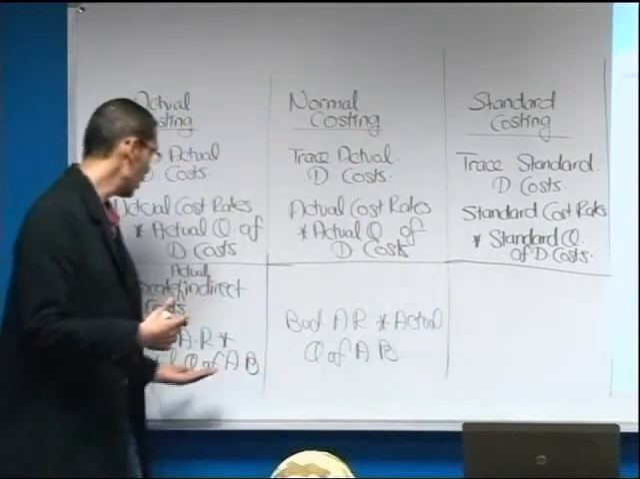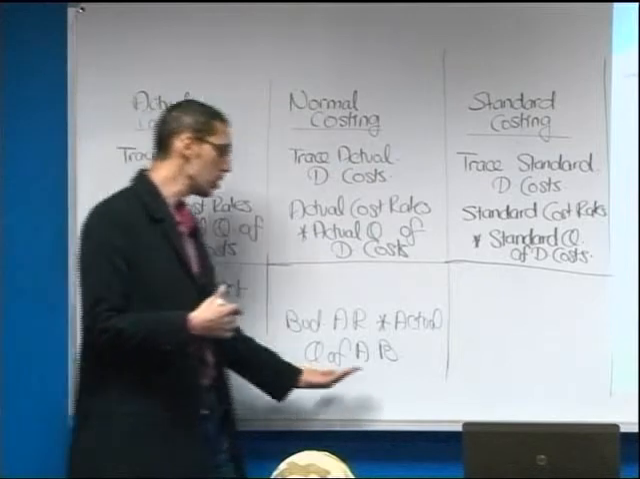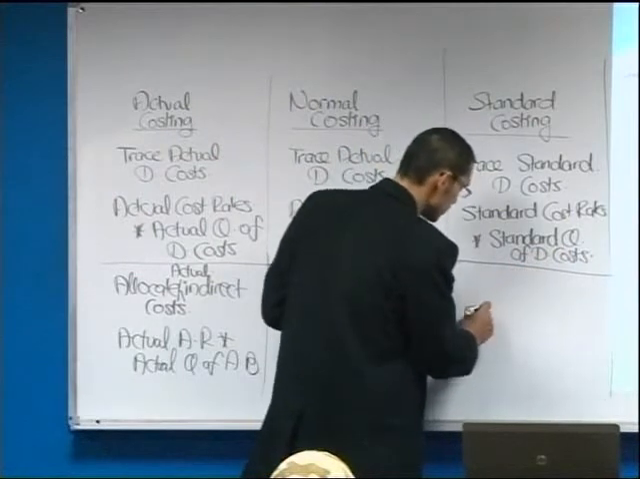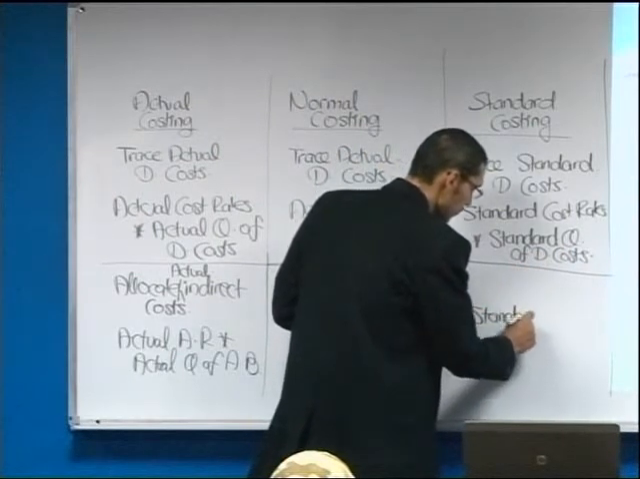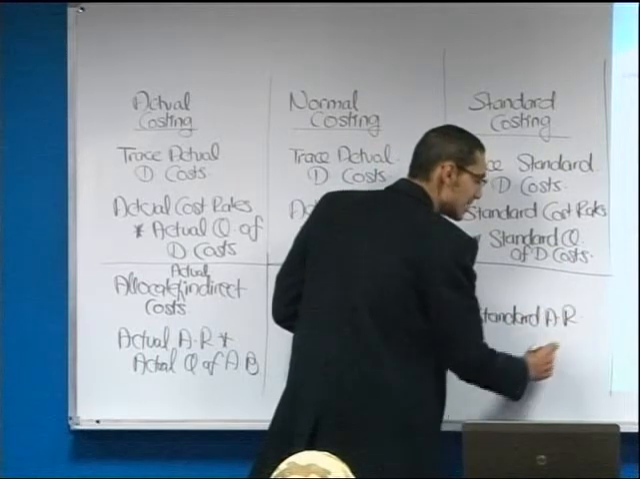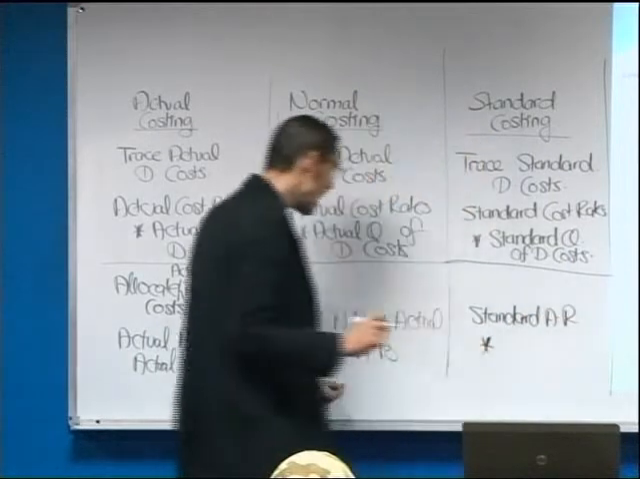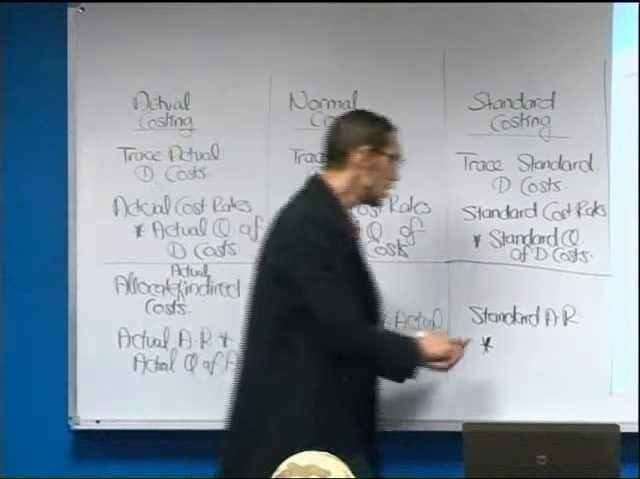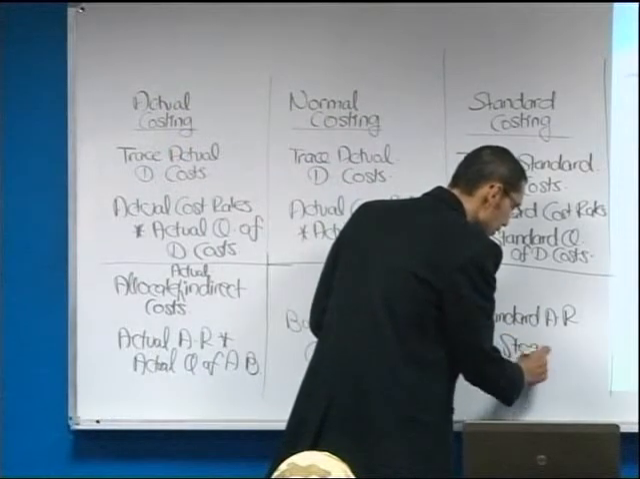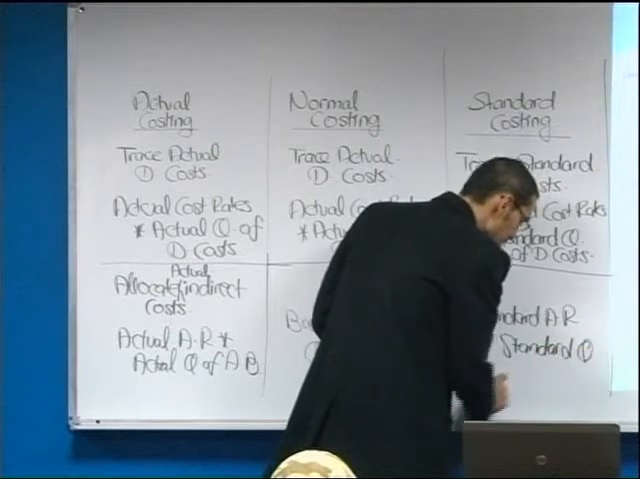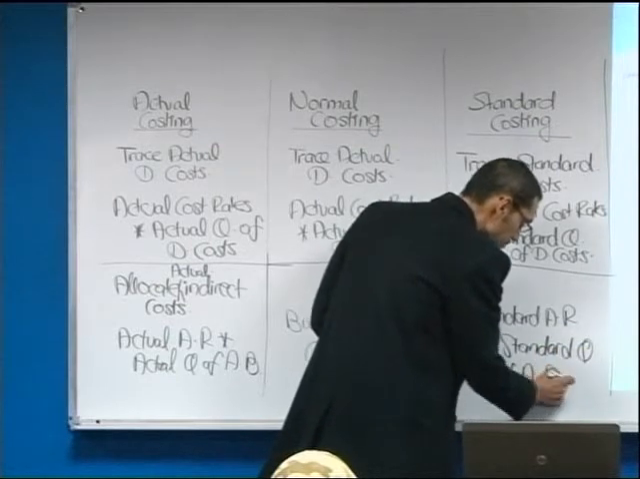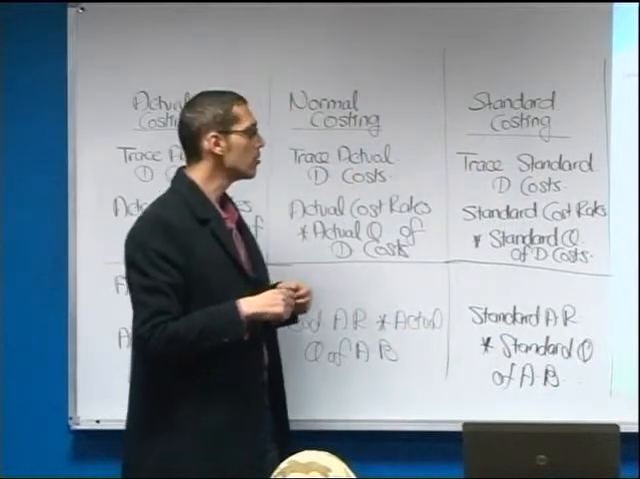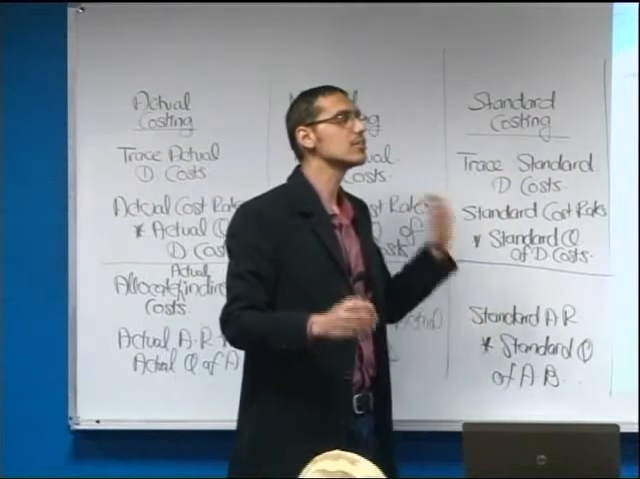Of course, as we can see here, we use the actual allocation rate. Here we use the budgeted allocation rate. Here we are going to use the standard or the budgeted allocation rate, and multiplied not by the actual quantity of the allocation base as in normal costing and actual costing, but we would use the standard quantity of the allocation base. This would be the definition of our standard costing.